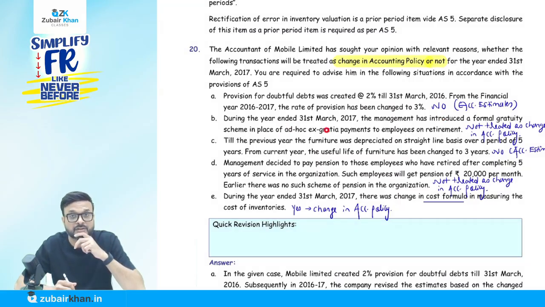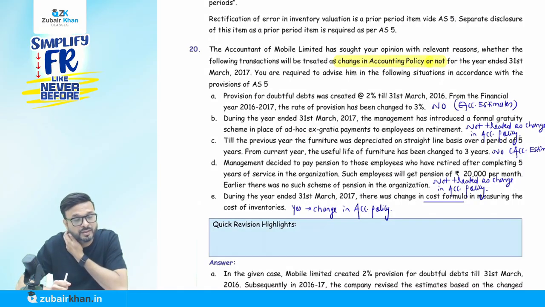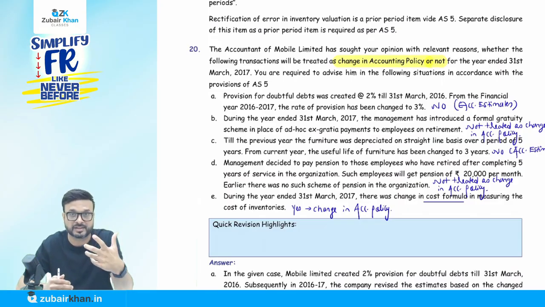During the year ended 31st March 2017, the management introduced a formal gratuity scheme in place of ad hoc ex gratia payment to employees on retirement. Same example. As I told you, this is not a change in accounting policy. We don't treat it as a change in accounting policy because it is just a difference in substance.